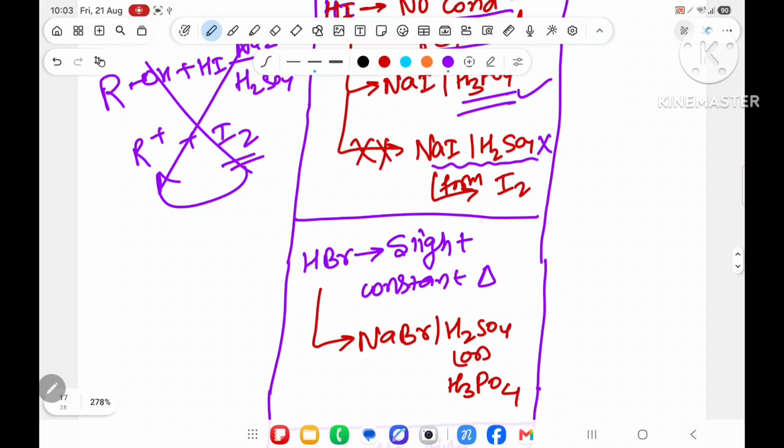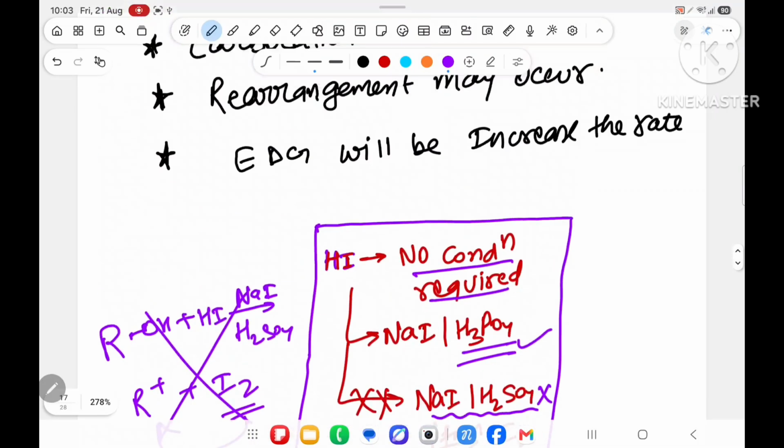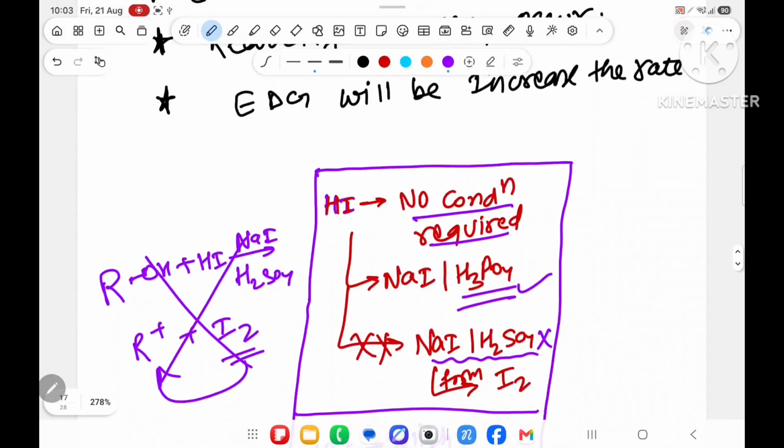For HBr you can use anything, H2SO4 or H3PO4, but constant heat is required. Over here heating is important, as well as HCl will be dry, or if not dry, then use some Lewis acid. Now I hope everyone has understood this first important point of reaction of alcohol with alkyl halide.